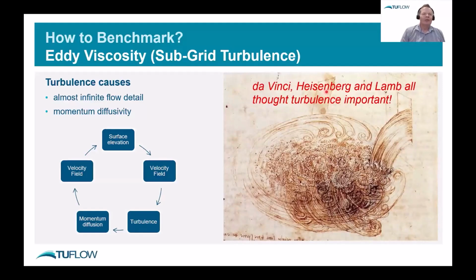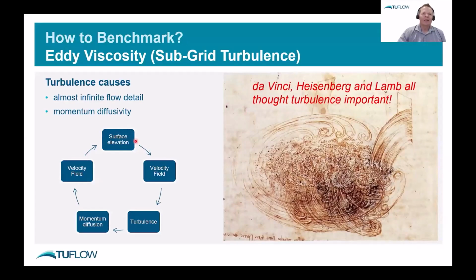Turbulence also needs to be benchmarked. It is a difficult one to benchmark, but it's important. I've drawn a diagram here on the left showing how, as flood modelers, what we're usually most interested in is water elevation. That's the thing you see, and it's the thing that actually wets the floorboards of your house or makes your car float away.